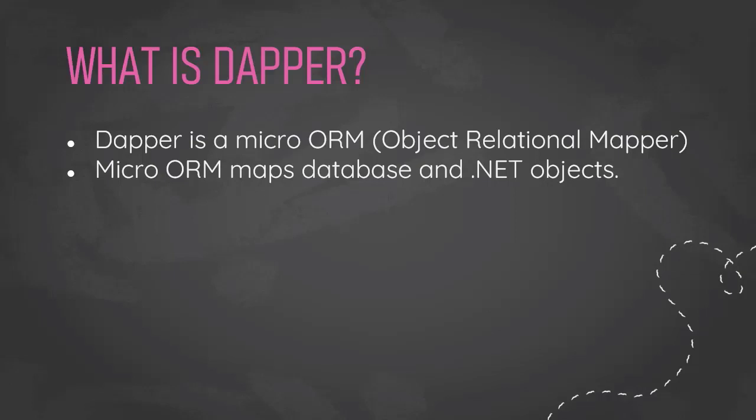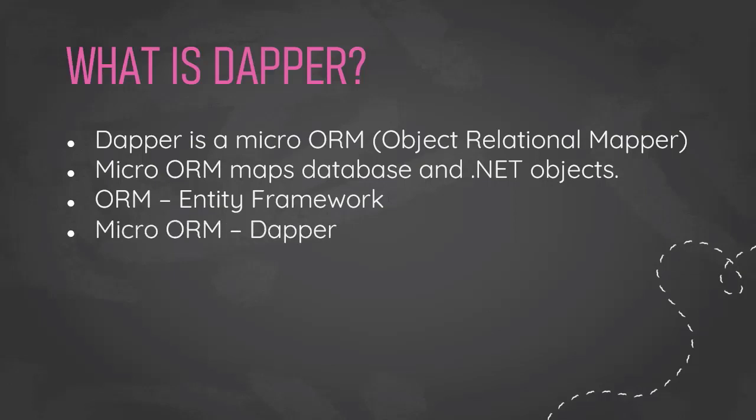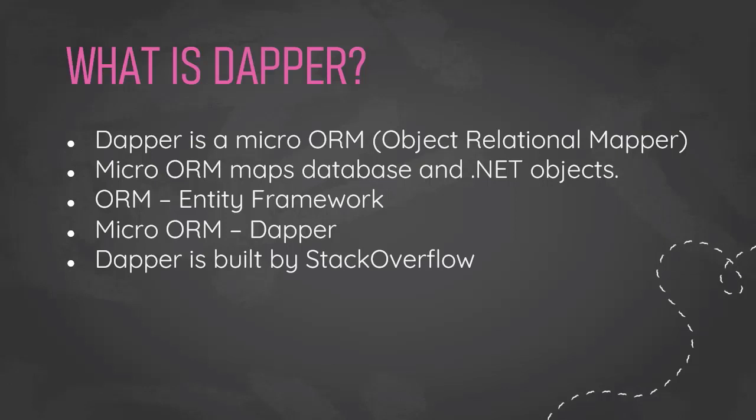But a Micro-ORM is really focused on doing the job of mapping between your database and your object and doing that job efficiently. There are traditional ORMs like Entity Framework, which is a full-fledged package. And then there are Micro-ORMs like Dapper. That being said, you might be wondering, what is the difference between an ORM and a Micro-ORM? Dapper is built by Stack Overflow, which everyone uses when they face any issue with programming.